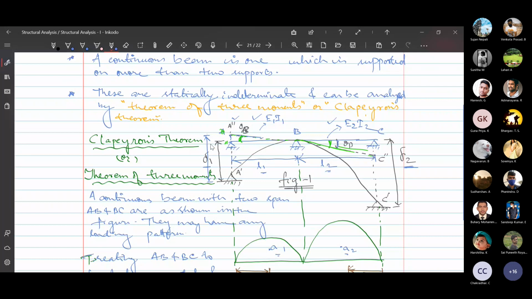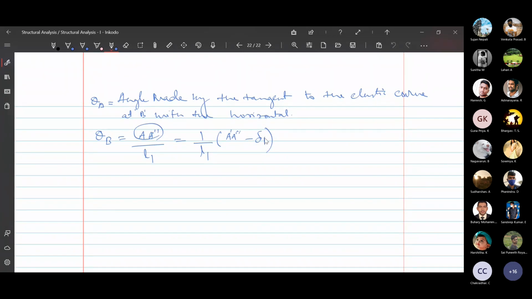This hole is called A dash into A dash into A double dash. And this distance is this one minus this one, delta 1. So it is A double dash minus delta 1. A dash into A double dash, this is A dash. So A dash A double dash minus delta 1, that is here minus delta 1.